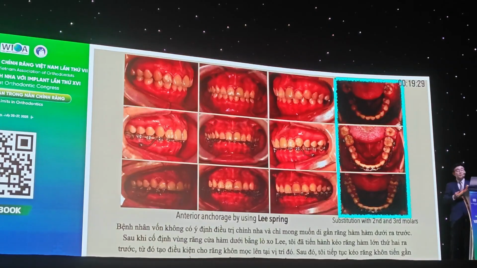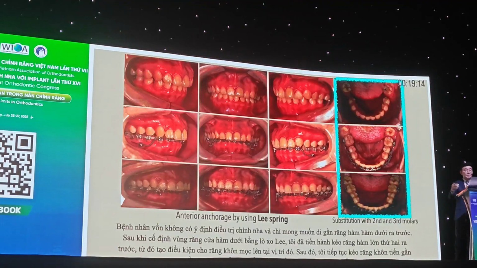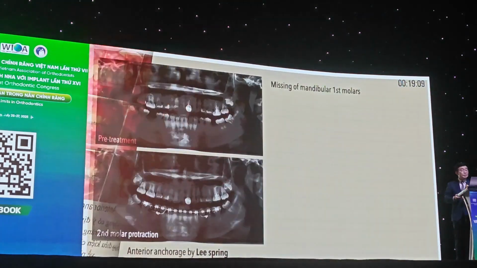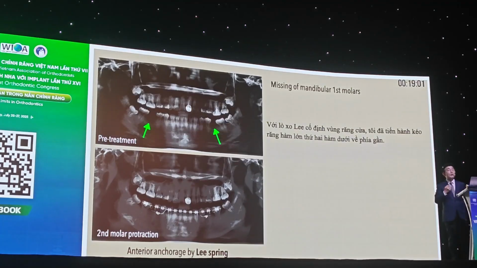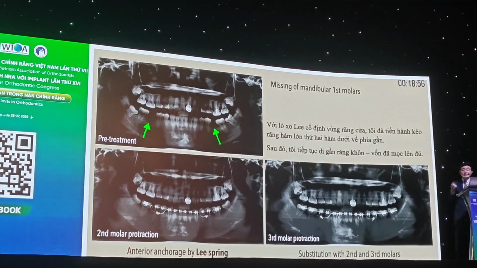After stabilizing the mandibular incisor region with the lead spring, I advanced the second molars majorly, which allows for the eruption of the third molar in that area. Subsequently, I advanced the third molar majorly to replace the missing space of the first molar with the posterior teeth. With the lead spring stabilizing the incisor region, I first advanced the mandibular second molar forward. Afterwards, I majorly advanced the third molar that has sufficiently erupted.